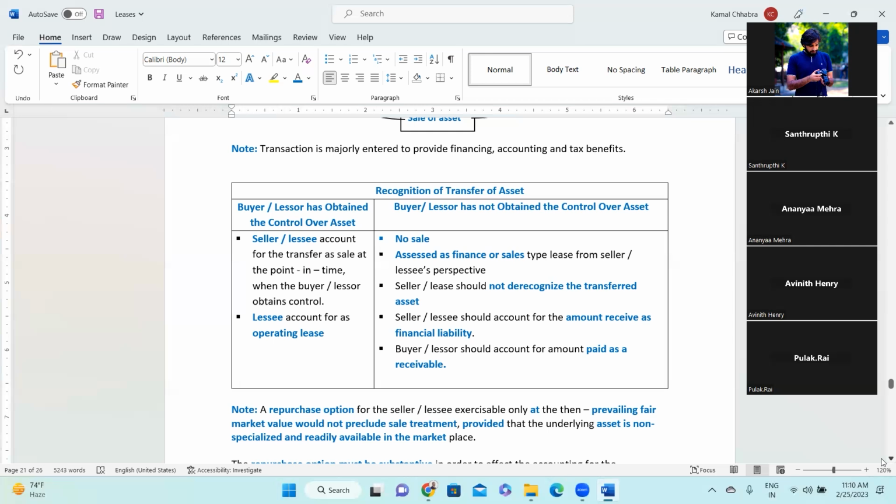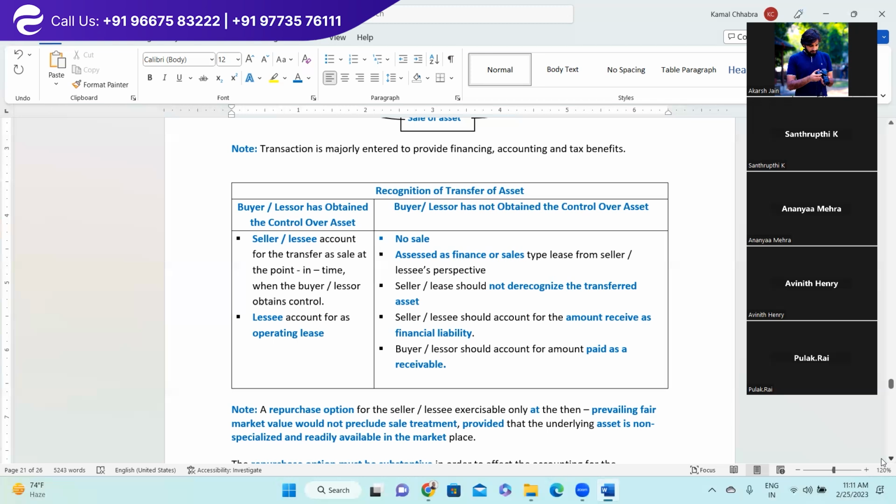So two things. One is when you have sold the asset and the other person has taken the charge of the asset, right? In that scenario, it will be considered as a sale. And when you consider it a sale, the person who is purchasing it and the person who is selling it will book the profit at the time of sale.